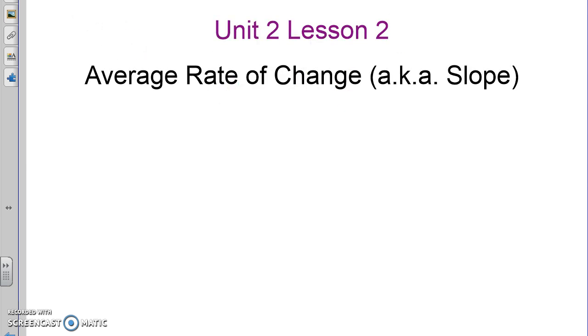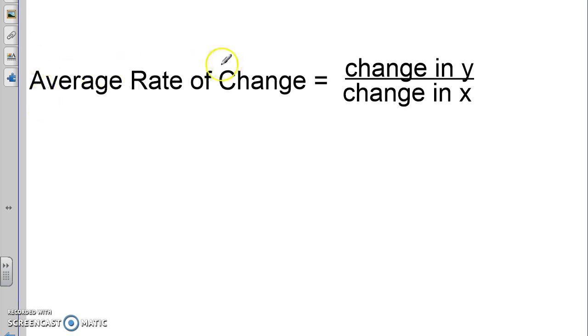Okay, so now we're actually going to look at Lesson 2. It is called average rate of change, aka slope. So notice when it asks you to find the average rate of change or find the average speed, it is asking you to find the slope. Okay, so the formula for slope is this. I would pause the video and make sure you write this down in your notes. The average rate of change equals change in y over change in x.